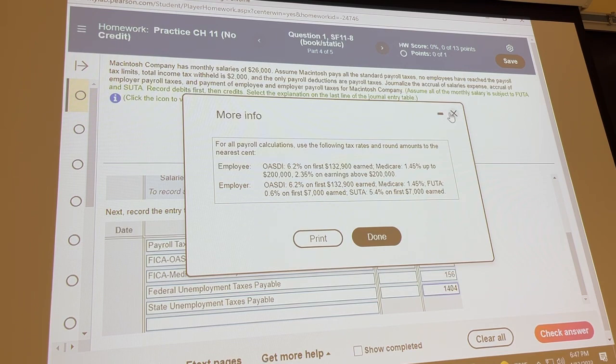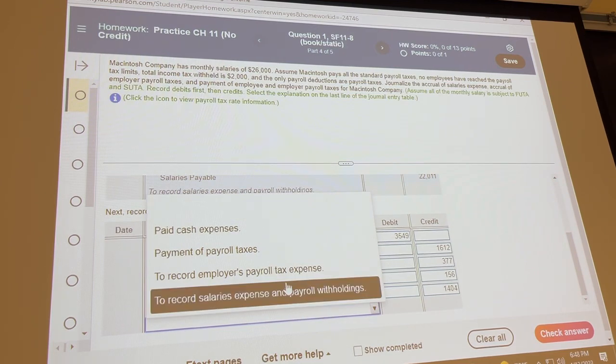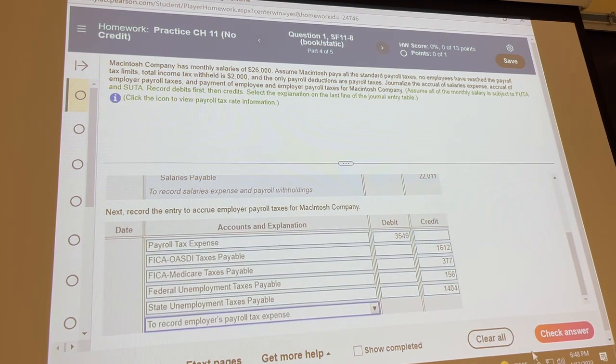So then adding together the amounts of these four credits, the total amount that we would use as our debit for payroll tax expense would be $3,549. And at the bottom we put to record employer's payroll tax expense.